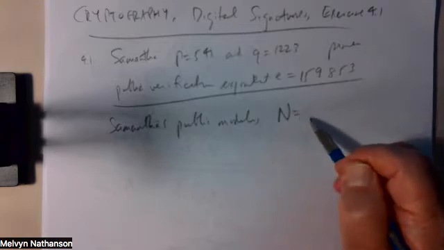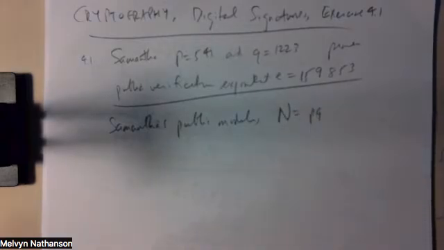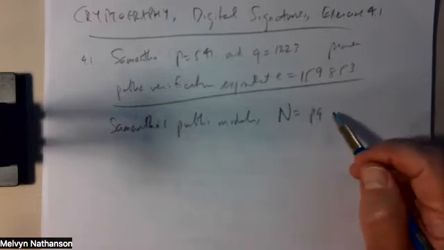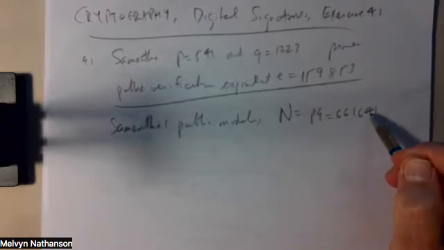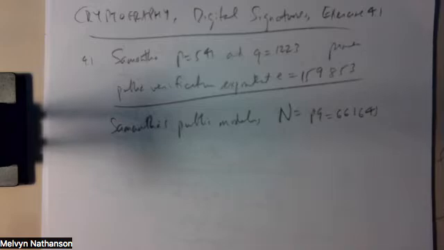It's the number n, which is the product of P and Q. So you have to multiply 541 times 1223, and you get 661,643. So this is the number that Samantha announces to the world.